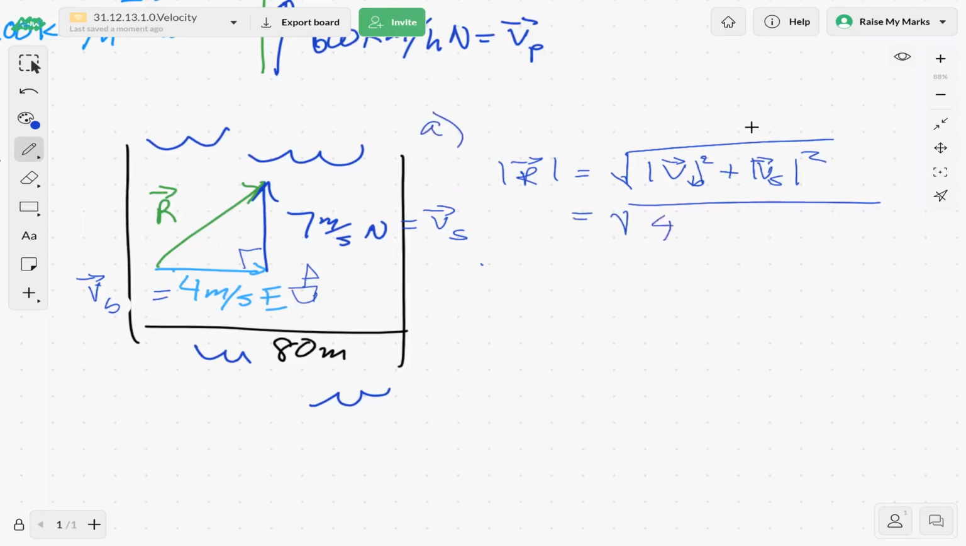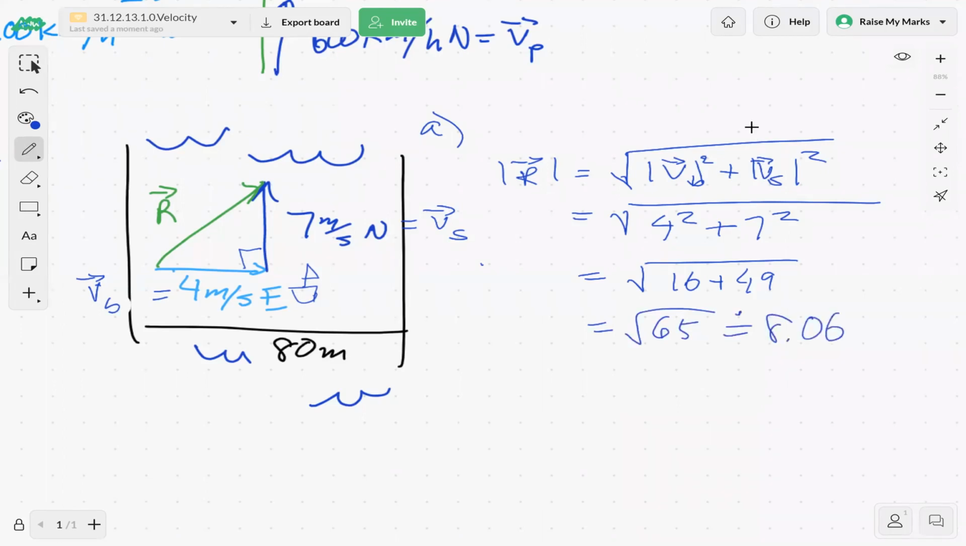And we have 4 squared plus 7 squared. So we have the square root of 16 plus 49. And let's punch that into our calculator. The square root of 65 is approximately 8.06 meters per second. So that's the magnitude of our resultant vector. Now we need to find the direction.